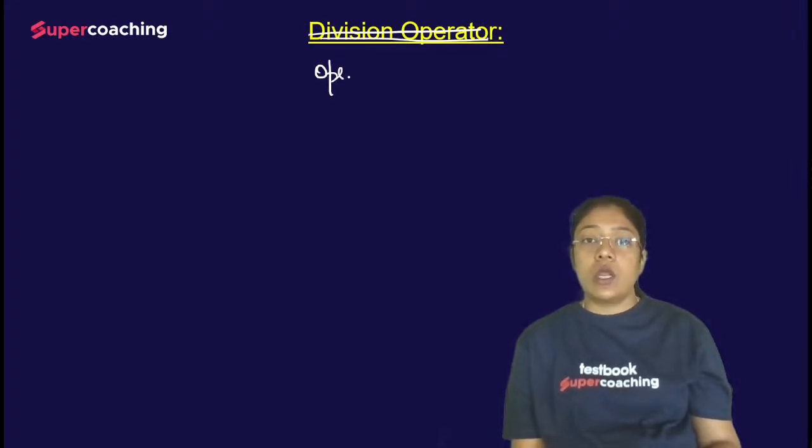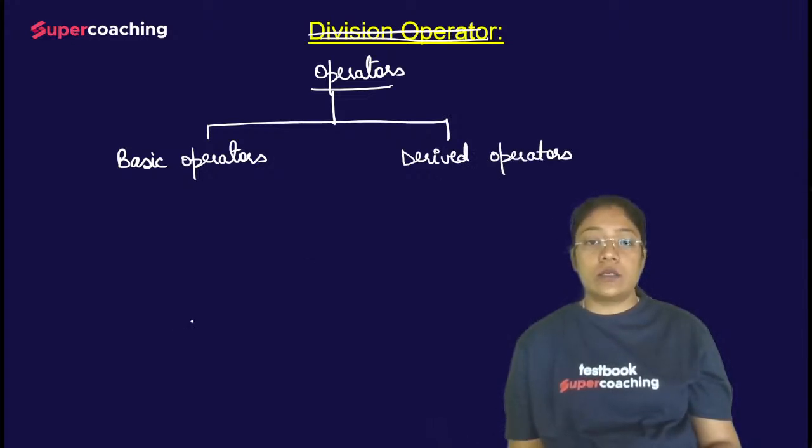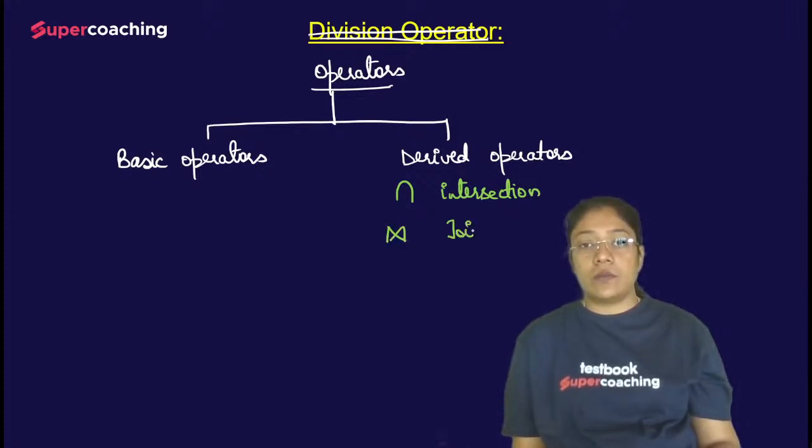So if we talk about the types of operators, division operator we have already discussed. So we have talked about two types of operators. Categories पूछ सकते हैं. We have talked about the basic operators and derived operators. In the derived operators, we have intersection, join, and division operator.